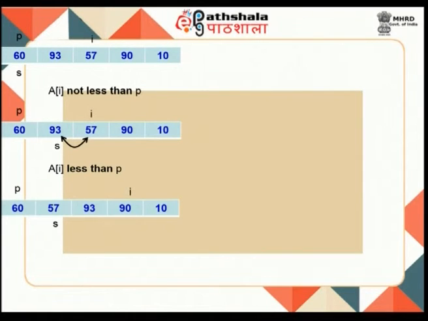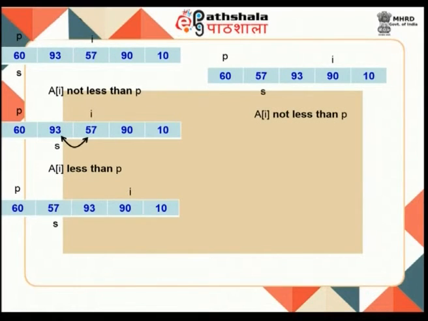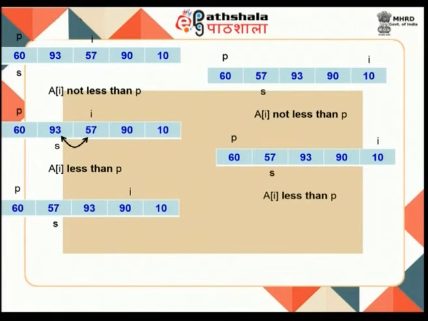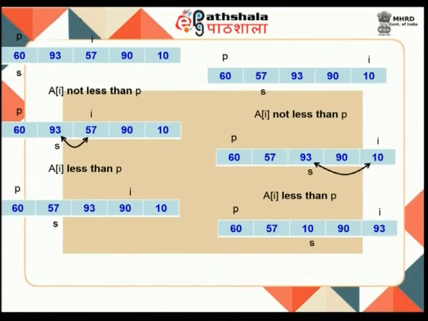Now the pointer points to 90, and incidentally A of I is not lesser than P. Therefore, I am incrementing I again. You can see it becomes something like this. Now A of I is lesser than P. Therefore, I am incrementing S. So my process becomes something like a swap, and I get this list. Now I am swapping the pivotal element with A of S to get the final list like this.